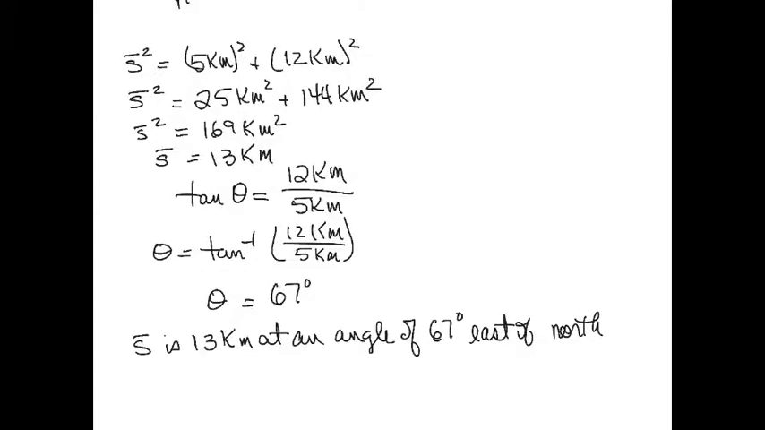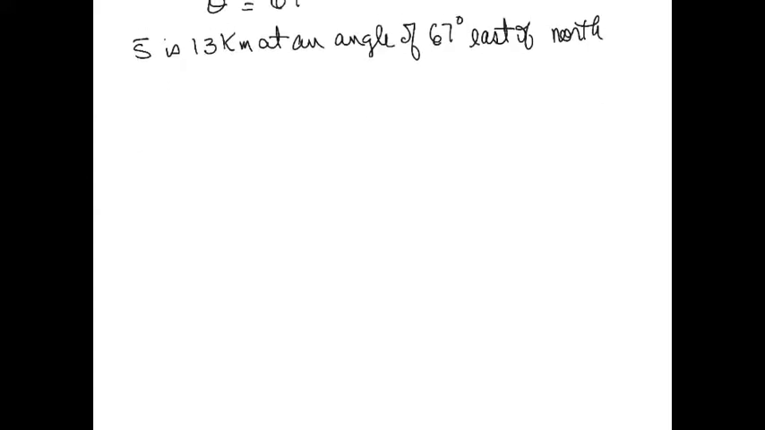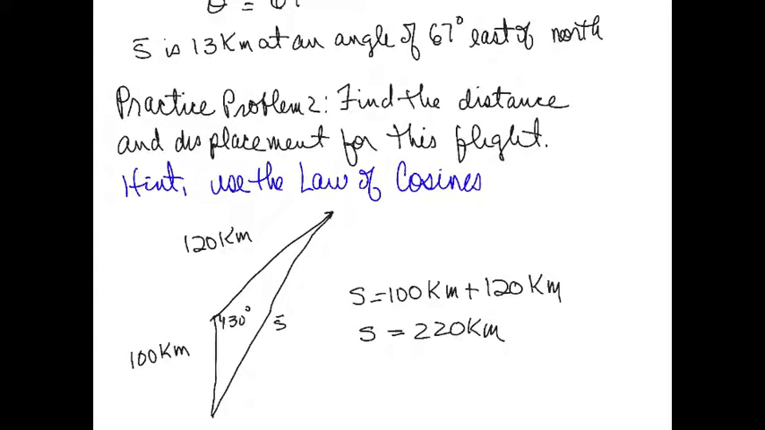Now I have a second practice problem here, and it's a little longer, a little more complicated. And it's a flight of an airplane. And as it says here, find the distance and displacement for this particular flight. I'll show you that the plane first flies 100 kilometers north, changes direction, so it makes the angles you see there, 130 degrees from the original path, and it flies 120 kilometers.